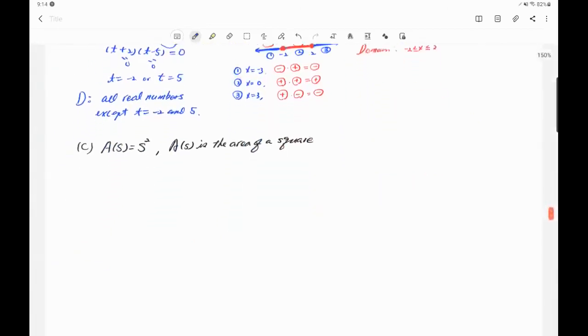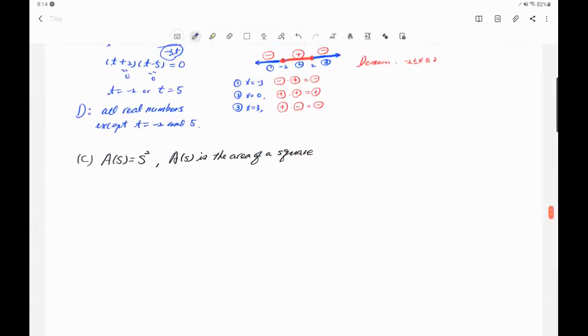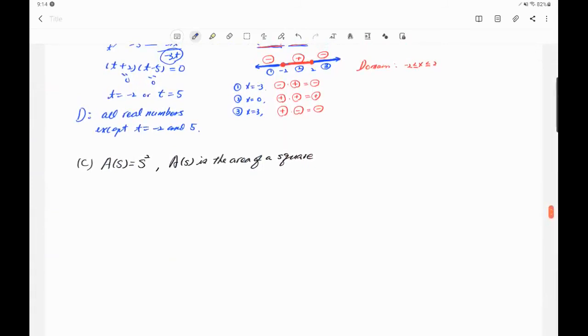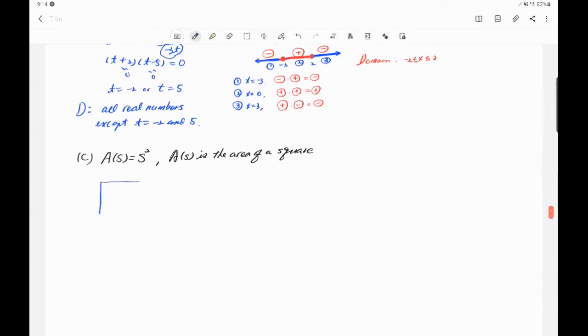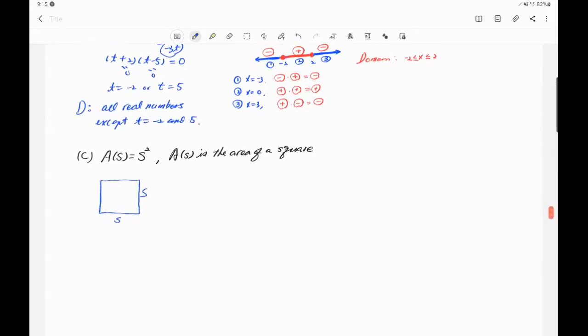Okay, next example is A of s equals s squared, and A of s is the area of a square. So if you have a square, then the side length is s. So the area is s squared, right? This is the area. As common sense, the area cannot be a negative number or even 0, right? Because s is a length, it cannot be 0 or a negative number.